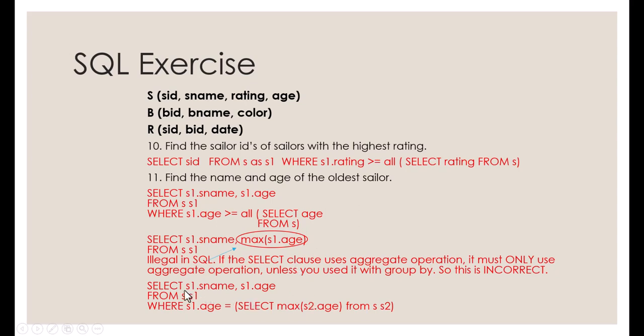So here is how I would do it. So select s1.sname, s1.age from S S1, where this person's age is equal to, and then a subquery selecting max age from S S2. So this subquery is going to return a single number, which is the max age. So this actually should be returning 99. Okay, so if S1's age is equal to the max age, then we can output. Okay, so we're not using the max function in the outer select, so we are able to output sname as well as age.